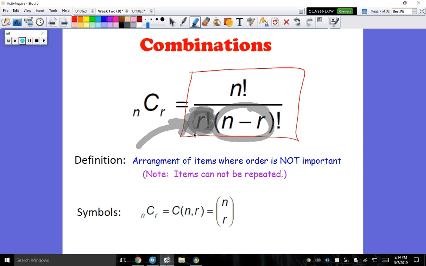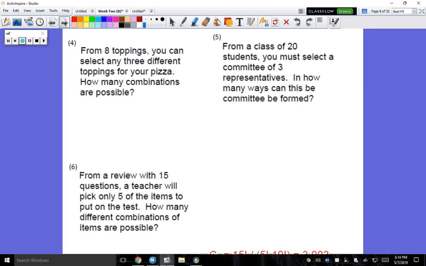Alright, so this is n choose r. It's a combination, n choose r. And the biggest thing is order does not matter. As long as you are on the team, you're on the team. It doesn't matter if you were picked last or first or in the middle. So it's going to be a smaller number. Here we go. 8 toppings. You can select 3 different toppings for your pizza. How many combinations? It's not always going to say it in your face. How many different combinations are possible?